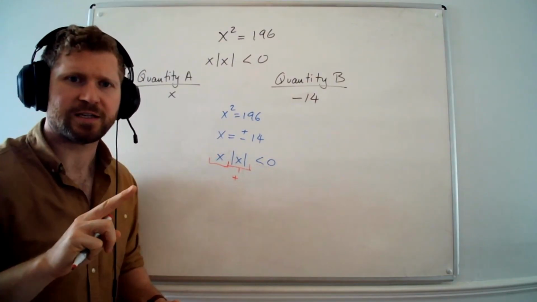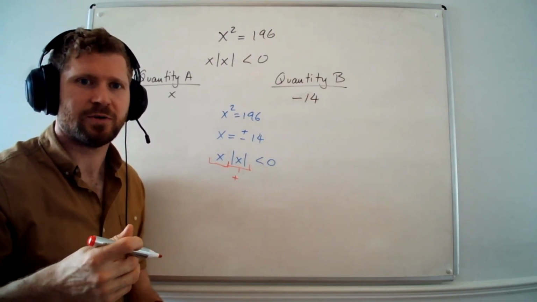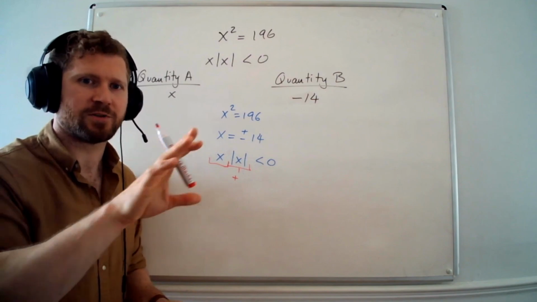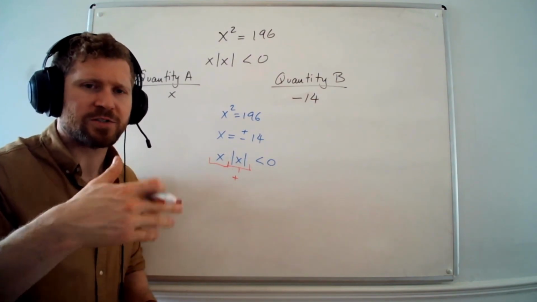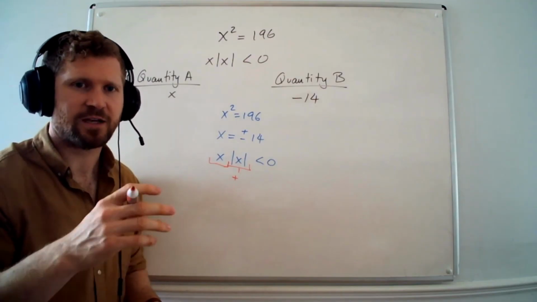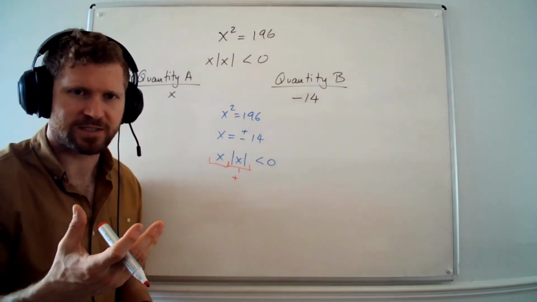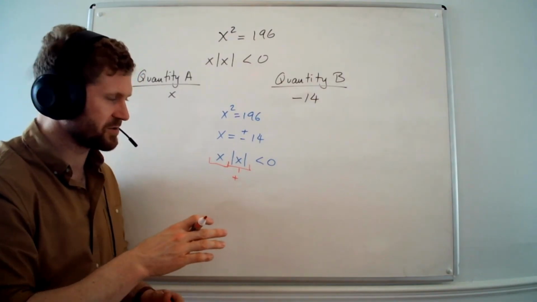So if I've got two things and I multiply those two things together, and I get something that's less than 0, then we know that one of them is positive and one of them is negative. Because if it was positive, positive, and I multiplied the two positive things together, I'd get a positive. If it was negative and negative, and I multiplied those two negative things together, I'd get a positive. So we know the signs of these two things are different.